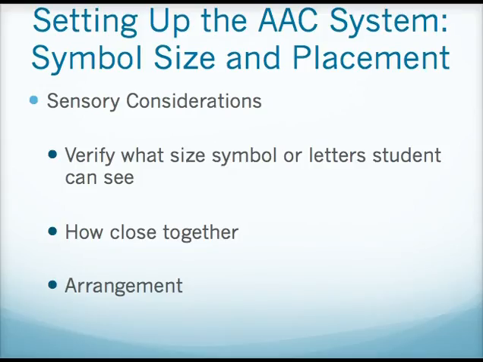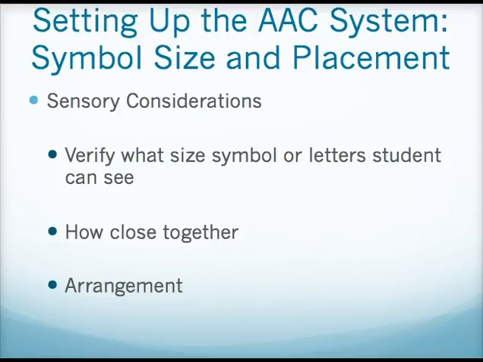So once you've figured all that out, then you have to talk about how you're going to set your AAC system up. So there's a lot of sensory considerations that go into this. You have to consider things such as symbol size and placement. You want to first verify what size of symbol and letters the student can see. So you do this by matching. And if you look in your text on page 236, figure 8.9 gives a really good description of how you should go about doing this.